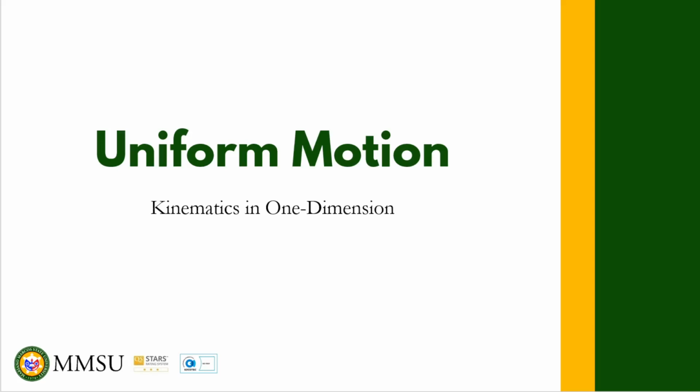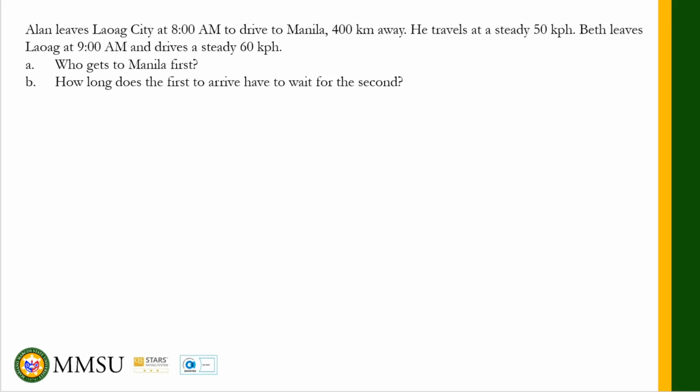Hello everybody. So for this video, I am going to talk about the different situations and problems in kinematics. For the first one, I am going to talk about uniform motion. When we say uniform motion, the object is actually moving at a constant velocity. All right, so let us start by answering this problem.